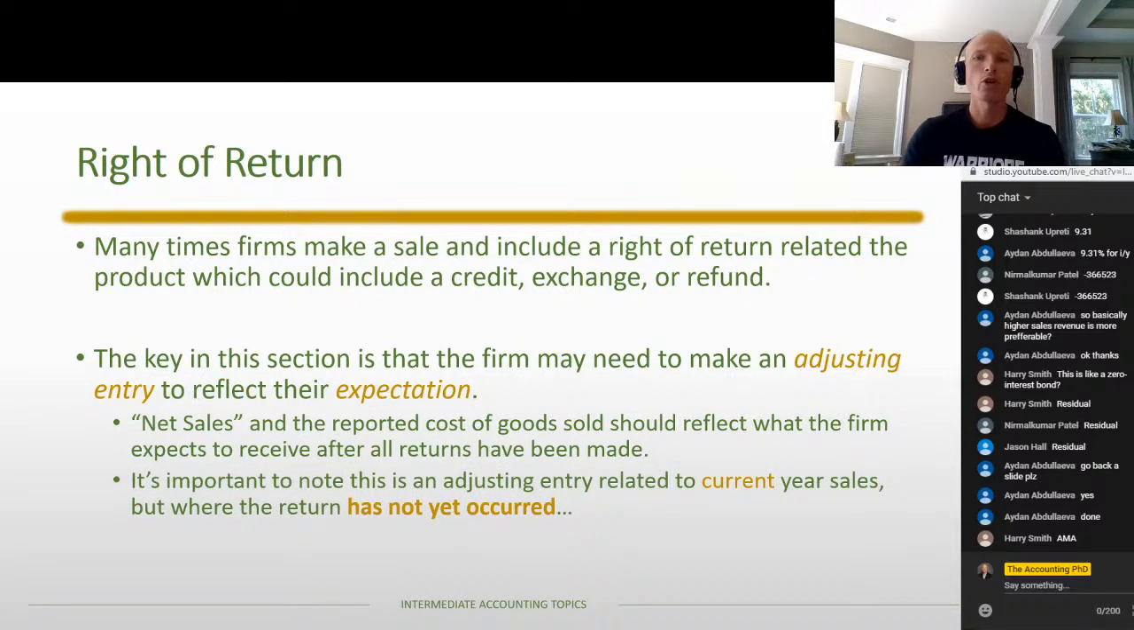It's important to note this is an adjusting entry related to current year's sales, but where the return still has not yet occurred. In other words, you still have these goods out there and rights are still out there, and you've got to figure out how much of this you expect to be returned, and that creates the need for an adjusting entry.